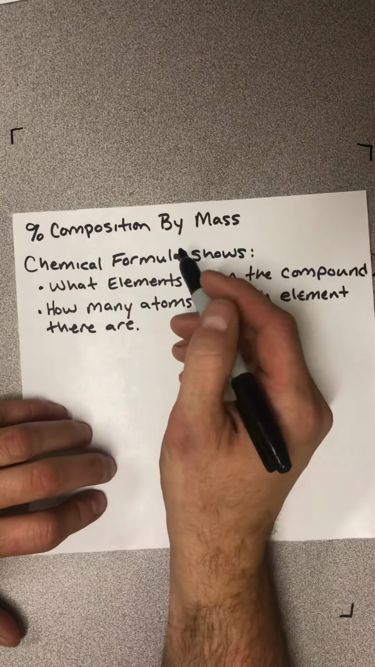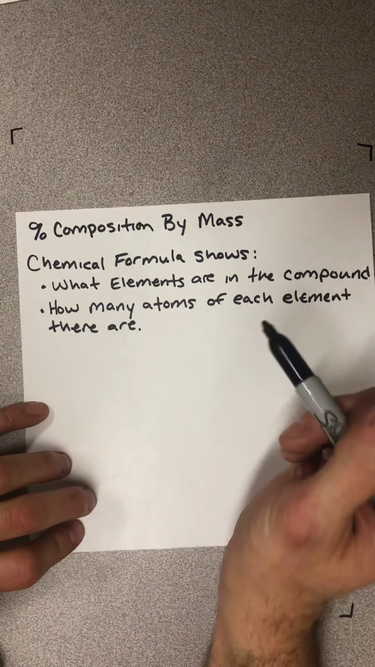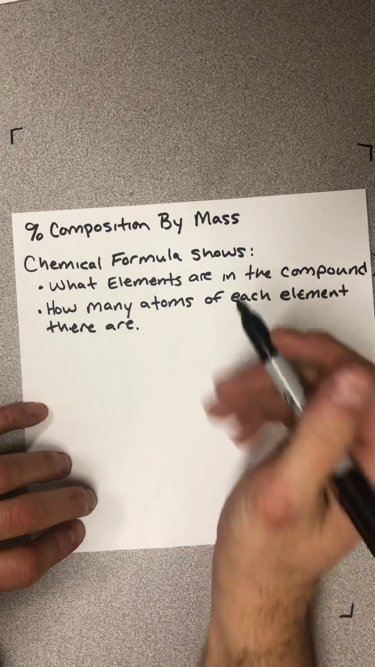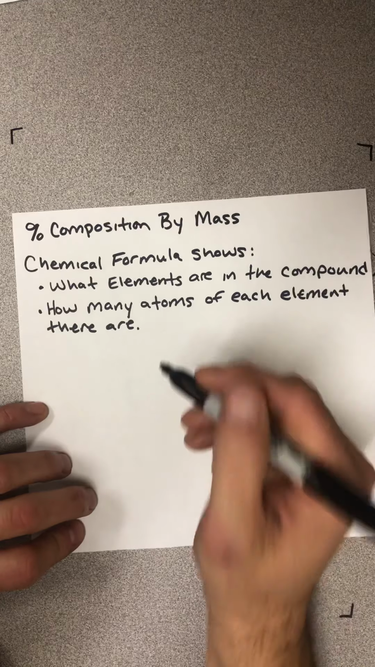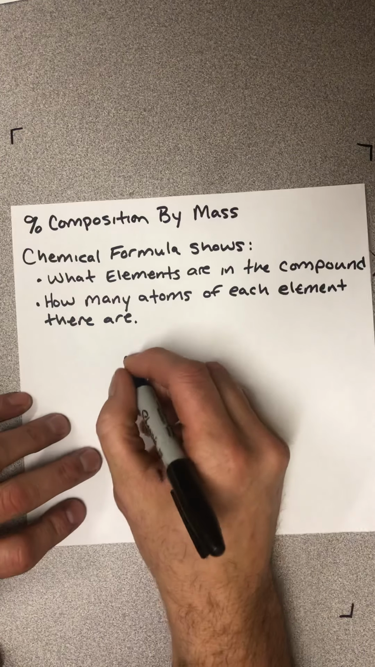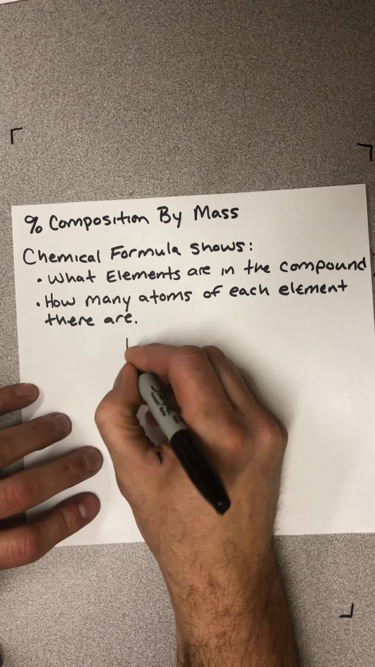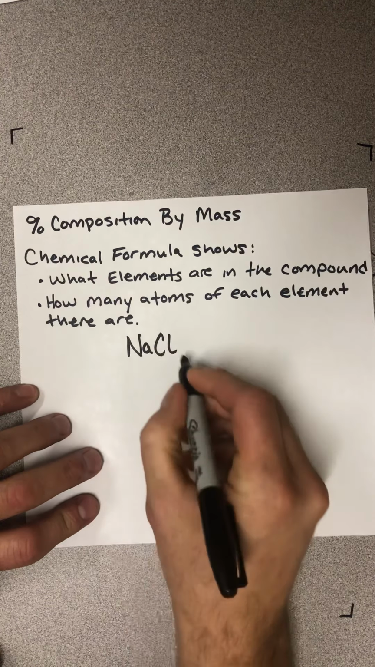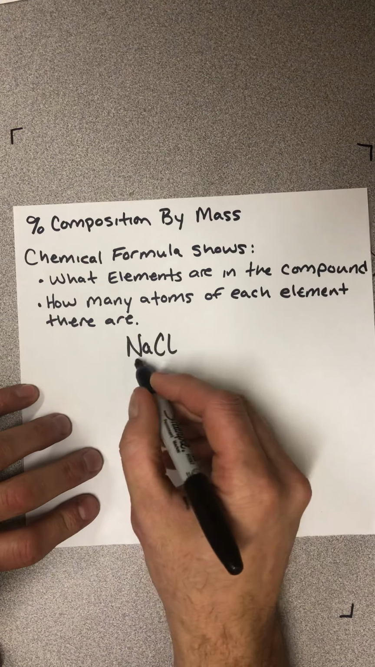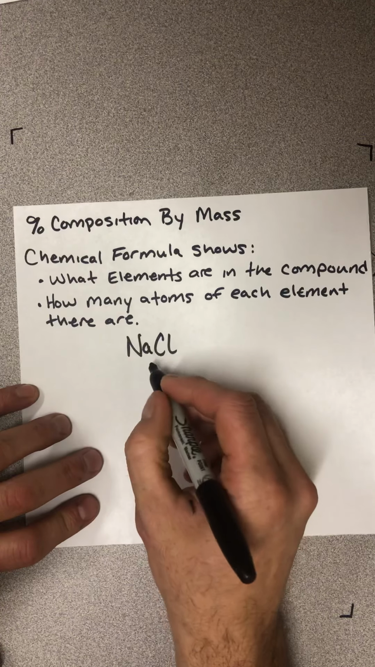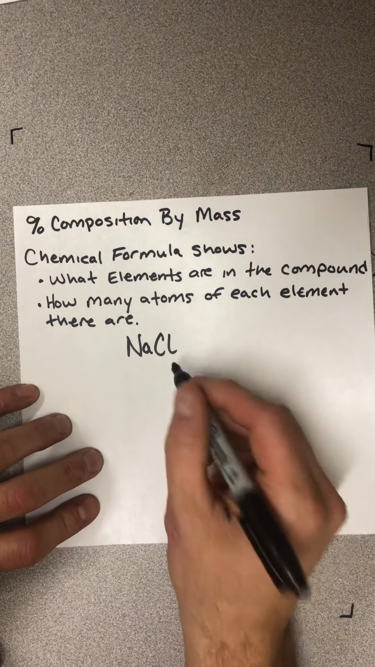So let's begin by just remembering what a chemical formula is. A chemical formula shows you two things, basically. It shows you what elements are in the compound, and then it shows you how many atoms of each element there are in that compound. So, like, let's say we have a real easy one, NaCl. Okay, so we don't have any subscripting here. We just see that there's sodium and there's chlorine in this compound, and that there's one atom of sodium, or ion I guess, and then one ion of chloride.